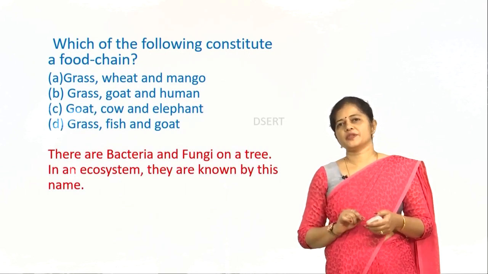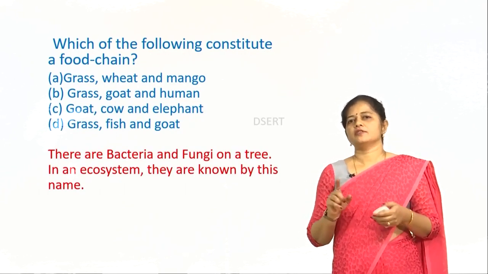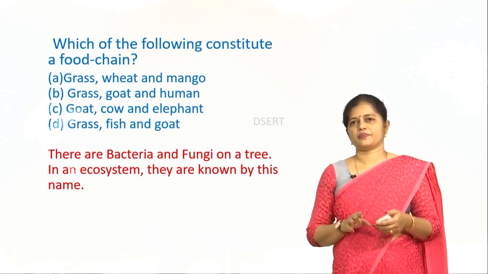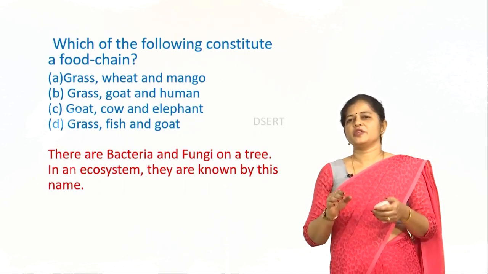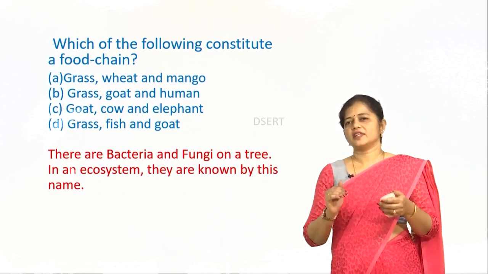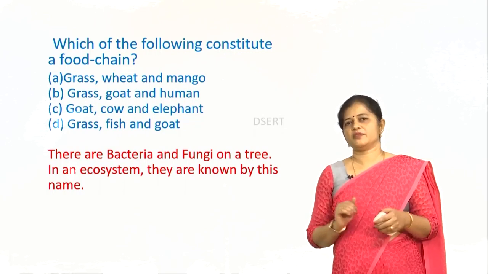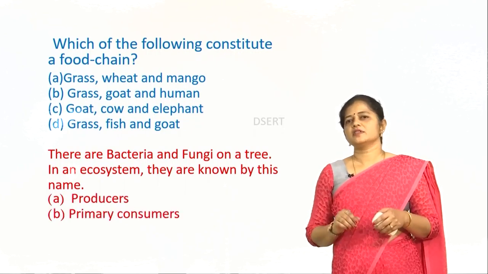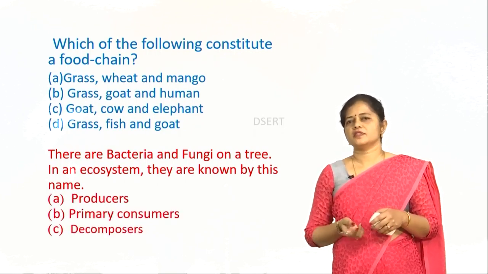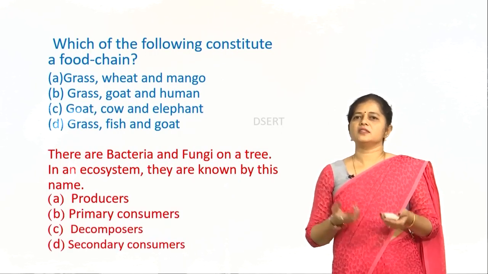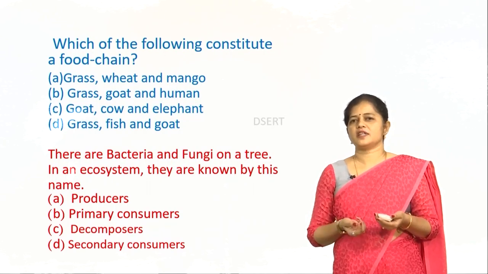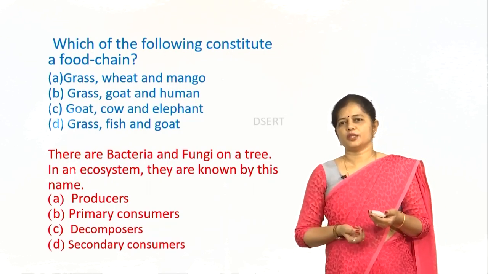There is another question. There are bacteria and fungi on a tree in an ecosystem. They are known by this name. You have to identify by which name they are identified in an ecosystem. The options are producers, primary consumers, decomposers or secondary consumers. All of us know that the bacteria and fungi are detritivores and they are decomposers.